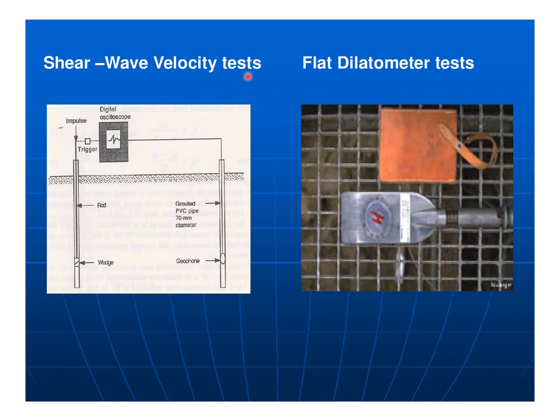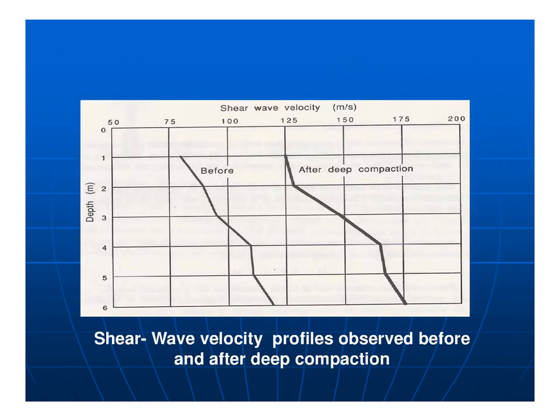So shear wave velocity test. This is the setup for the shear wave velocity test, which can be used to assess the quality of the compaction. And this is the flat dilatometer, which can be used to check the effectiveness of the dynamic compaction. When you have densified the mass, obviously the shear wave velocity will be improved in that material. So you can see that after deep compaction, there is an increase in the shear wave velocity.